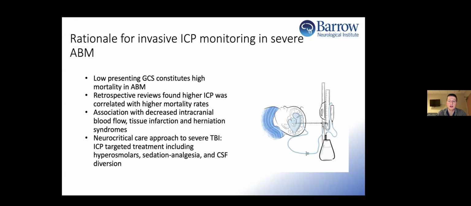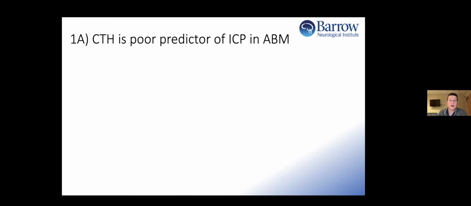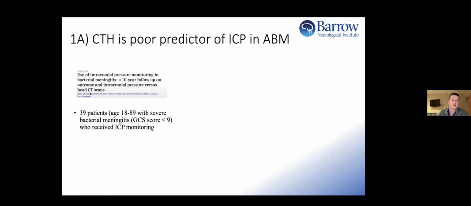So this is now a multimodal modality that we have for the treatment of severe TBI. It's reasonable to apply it also to other conditions associated with high intracranial pressure, like the treatment of severe acute bacterial meningitis. And my first question when looking into this topic was, is non-contrasted CT head an adequate surrogate of ICP in these patients? And what I found, interesting to me, was that throughout the literature, the CT head is a poor predictor of ICP in acute bacterial meningitis.